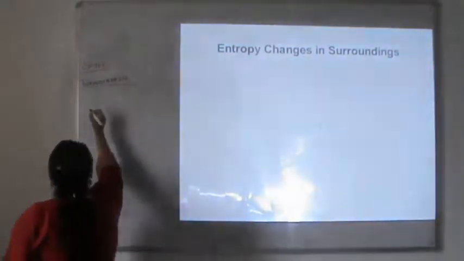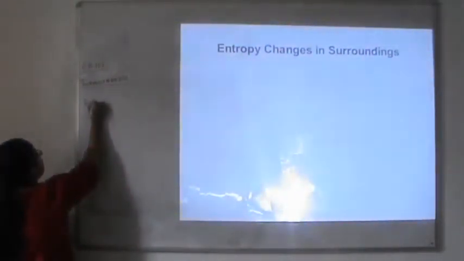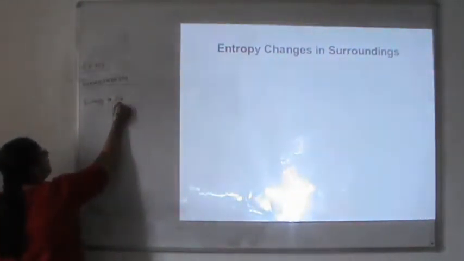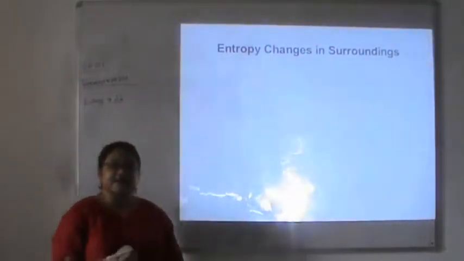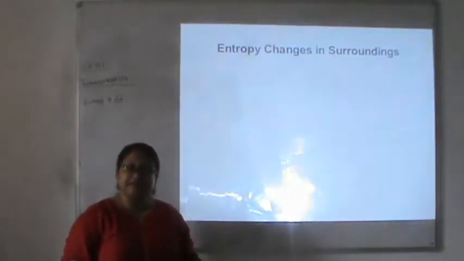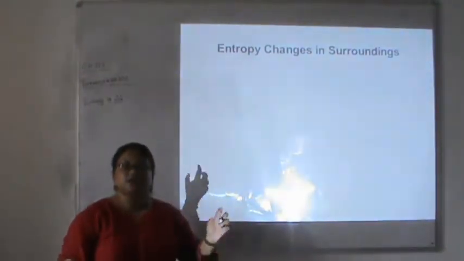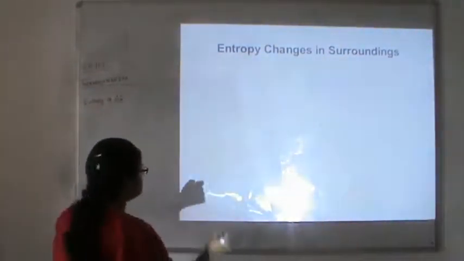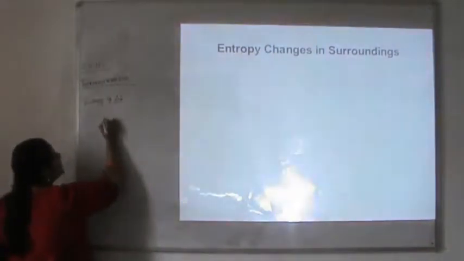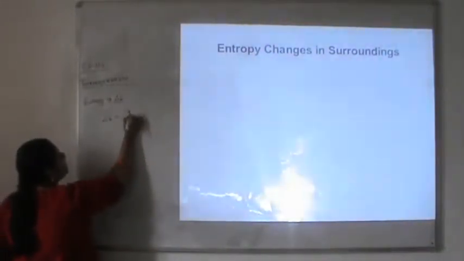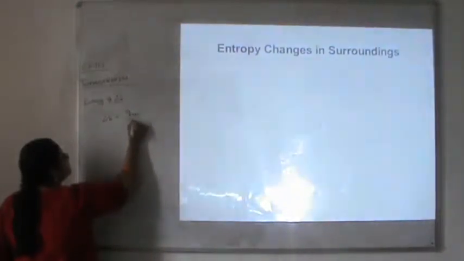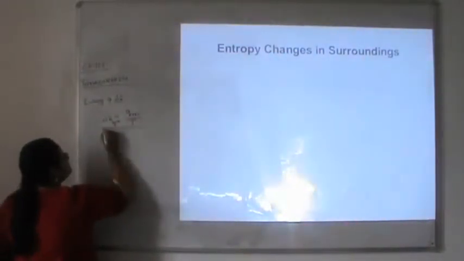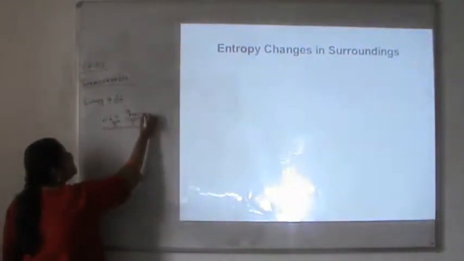So, entropy is delta S. Okay? And this delta S is equal to Q reversible by T for a reversible isothermal process. Isothermal means temperature is constant. This is the definition of entropy by Clausius. So this is the entropy for a system. For a system, the definition of entropy is Q reversible by T.